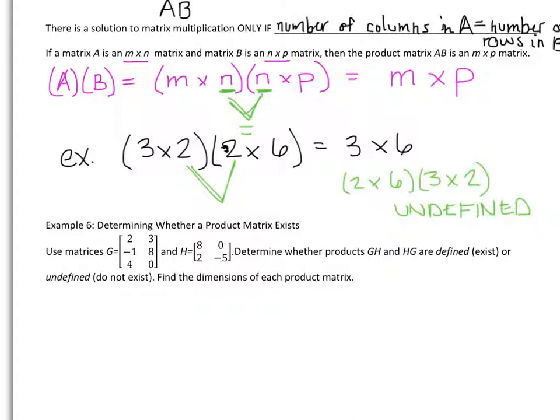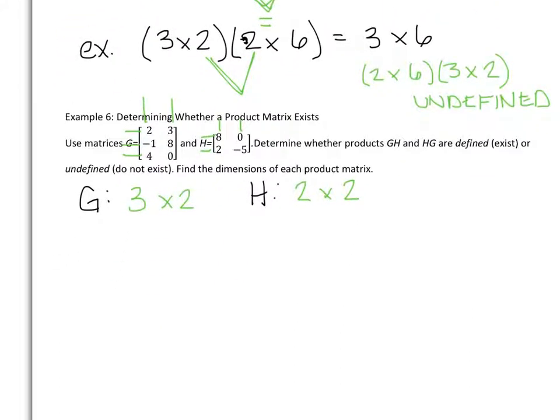So first of all, for G, what are the dimensions? Remember, dimensions go rows and columns. So it's got 1, 2, 3 rows by 1, 2 columns. Now what about H? H has 2 rows and 2 columns, so it's 2 by 2. All right, we need GH. So for GH, it'll look like 3 by 2 multiplied by 2 by 2.